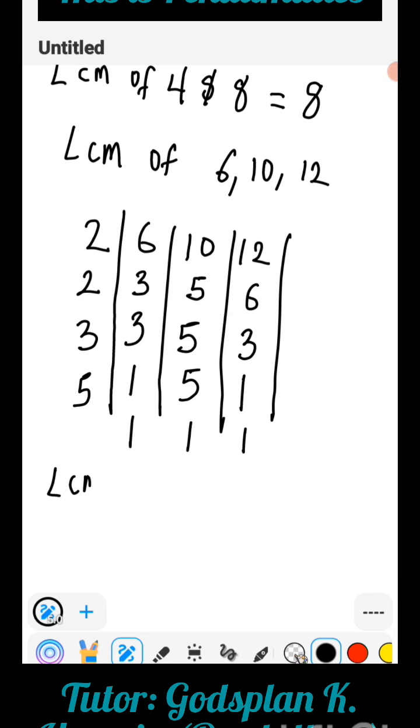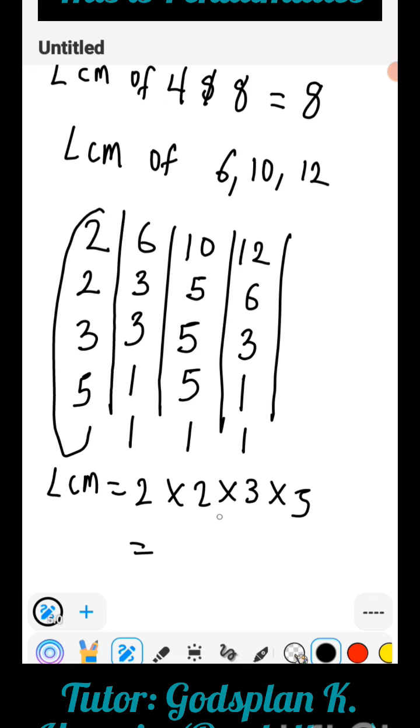So my LCM here will be 2 times 2 times 3 times 5. Like I said, multiply all the numbers on this left hand side. Multiply all these numbers here. 2 times 2 is 4, 4 times 3 is 12, 12 times 5 is 60. So the LCM of 6, 10, and 12 is 60.